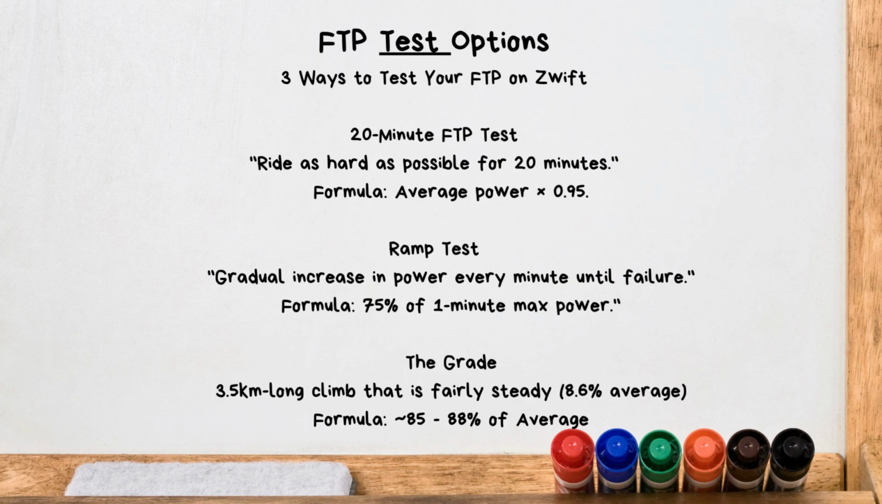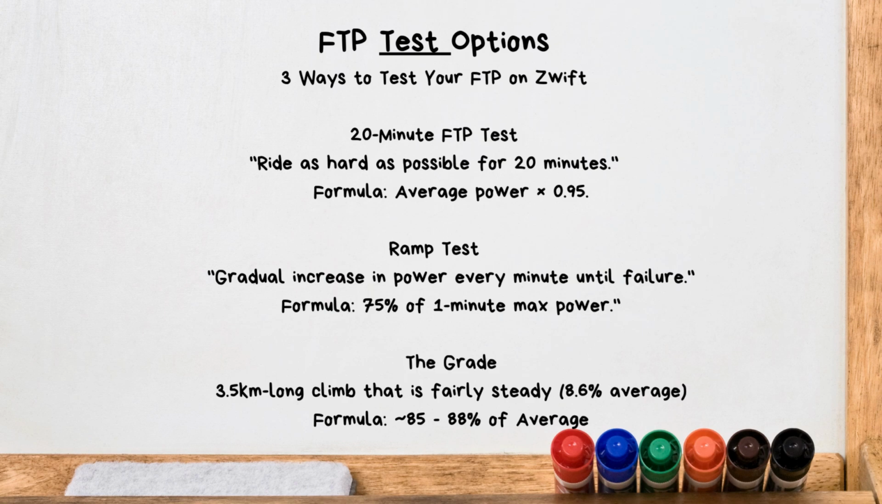The ramp test. Looking for something quicker? The ramp test increases your power gradually every minute until failure. Your FTP is estimated as 75% of your highest 1-minute power. Perfect for those who prefer shorter efforts.